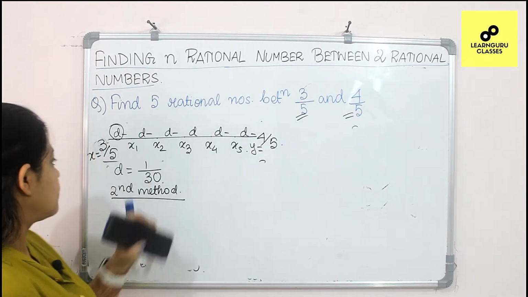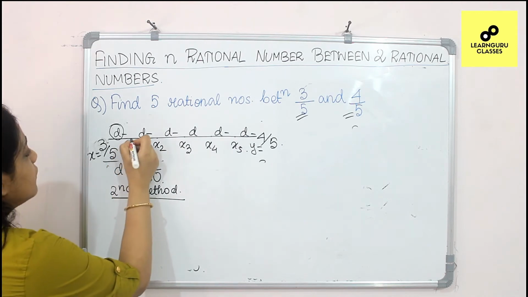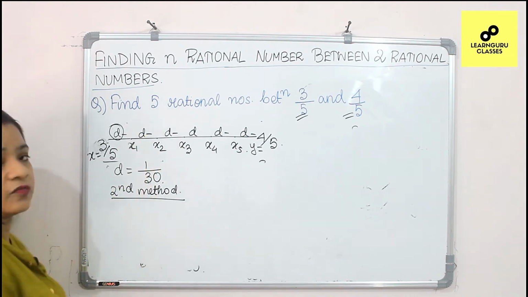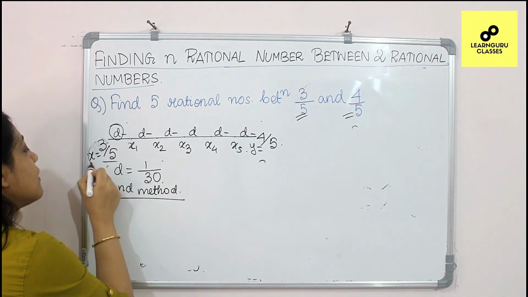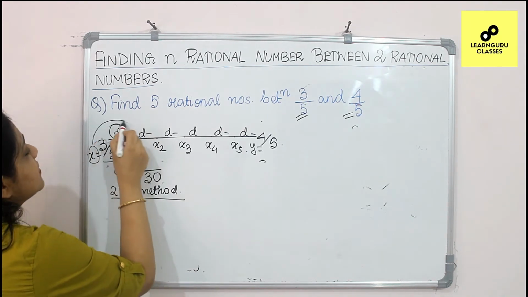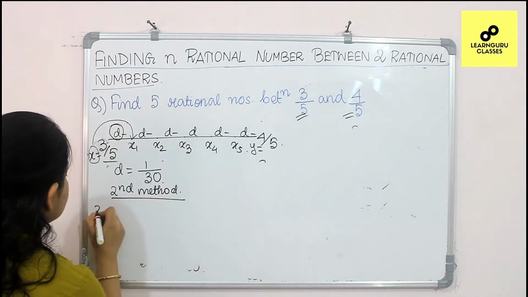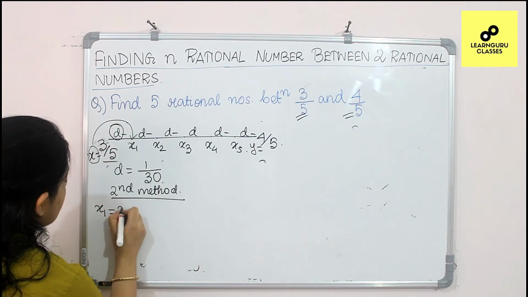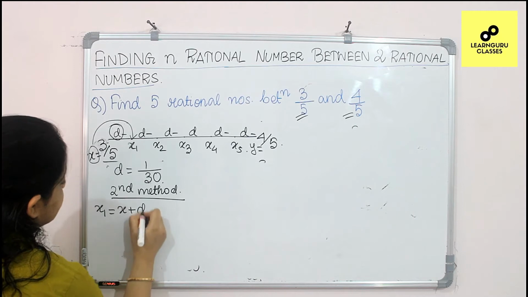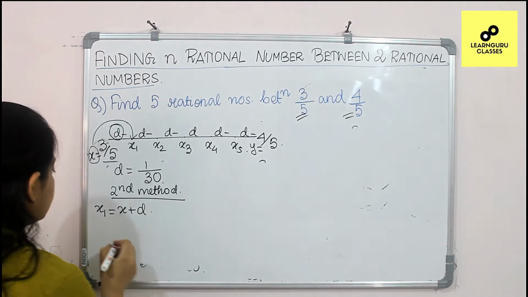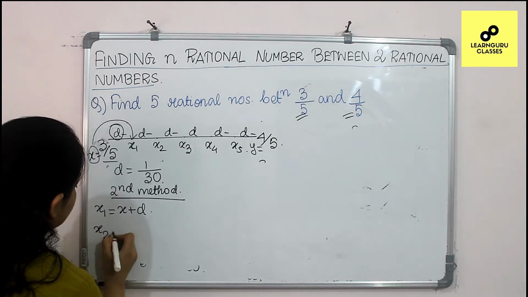Suppose you want to travel to x1. You have to start from x, travel a distance of d and come to x1. So what will you write? x1 equals x plus d, isn't it? So x2, what will you write?